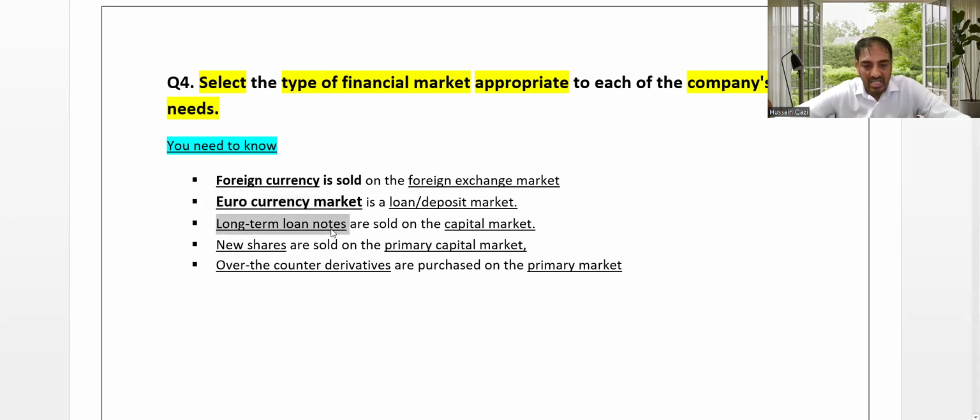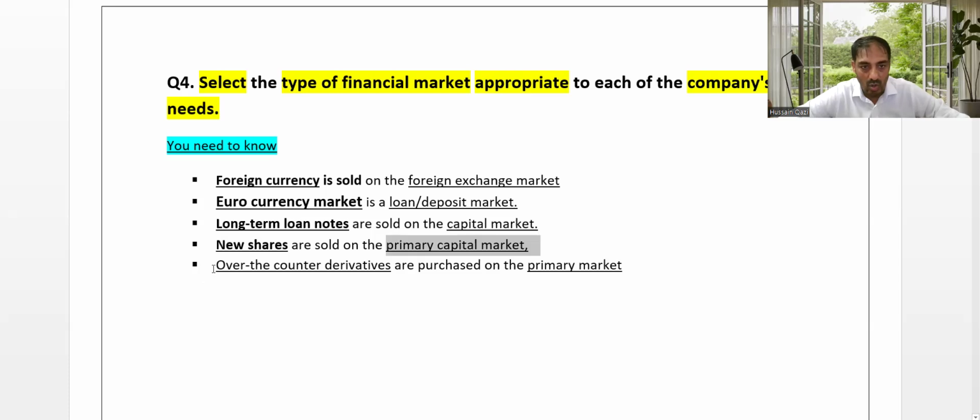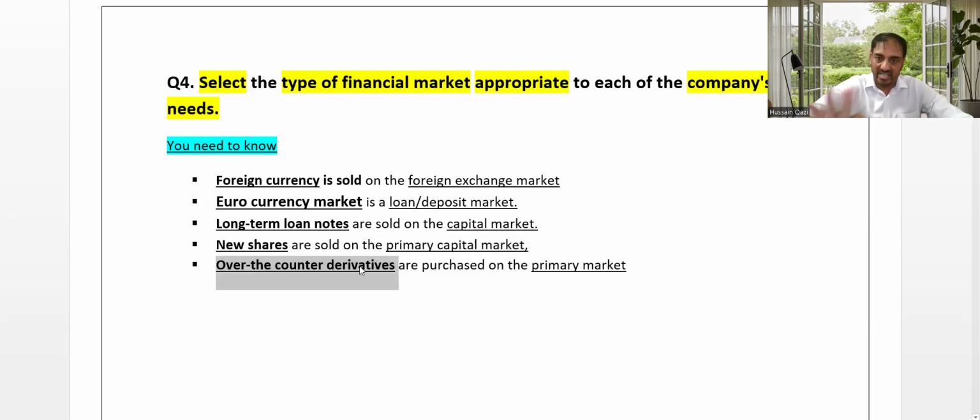Long-term loan notes are sold to the capital markets, because the money market is not about the long term, it's short term. Long-term loan notes are provided to the capital market. New shares are initially sold at primary markets, then traded on the secondary market. OTC derivatives are purchased at the primary market, like the banks and the exchanges.